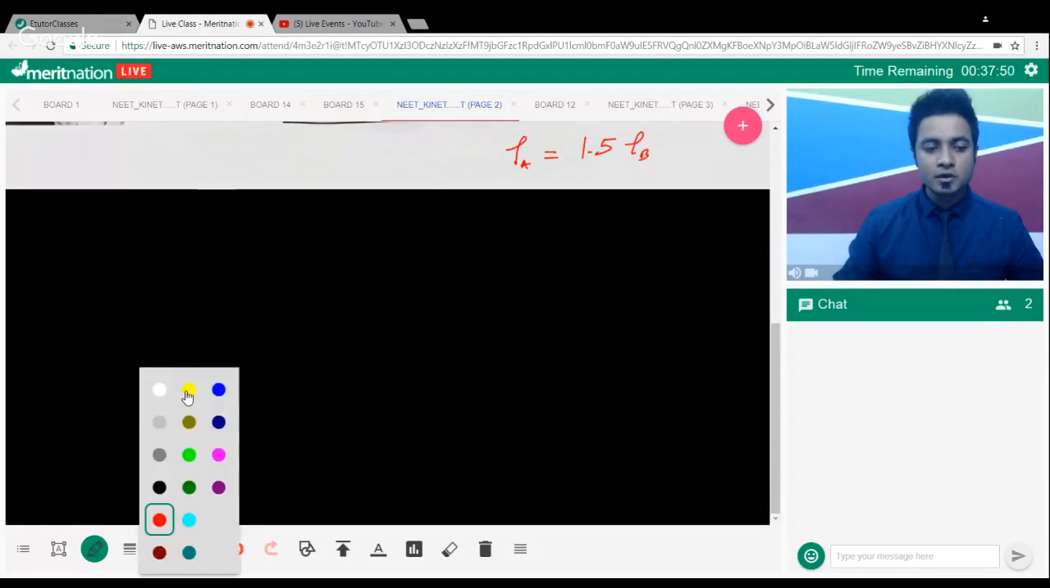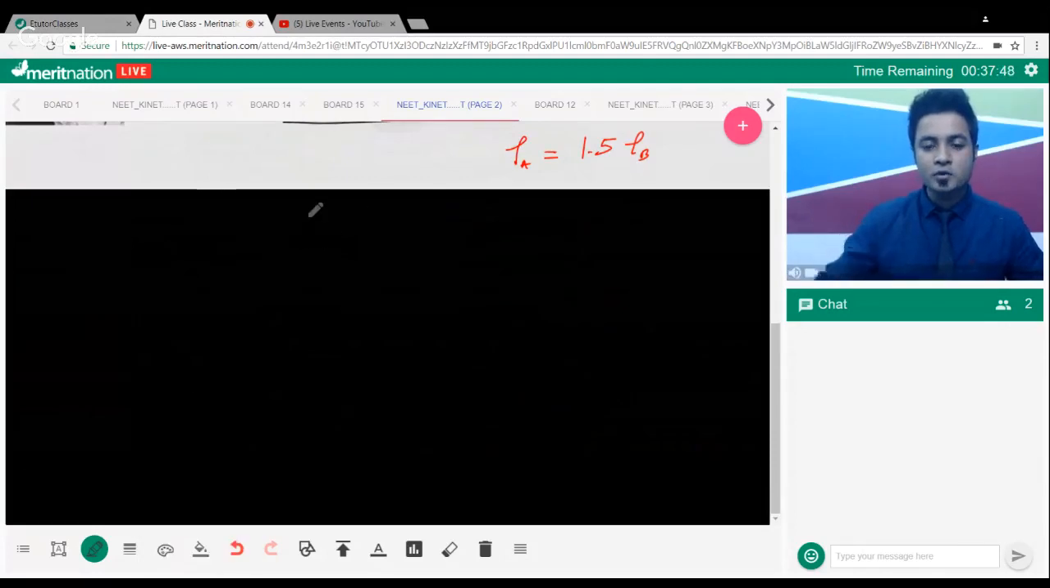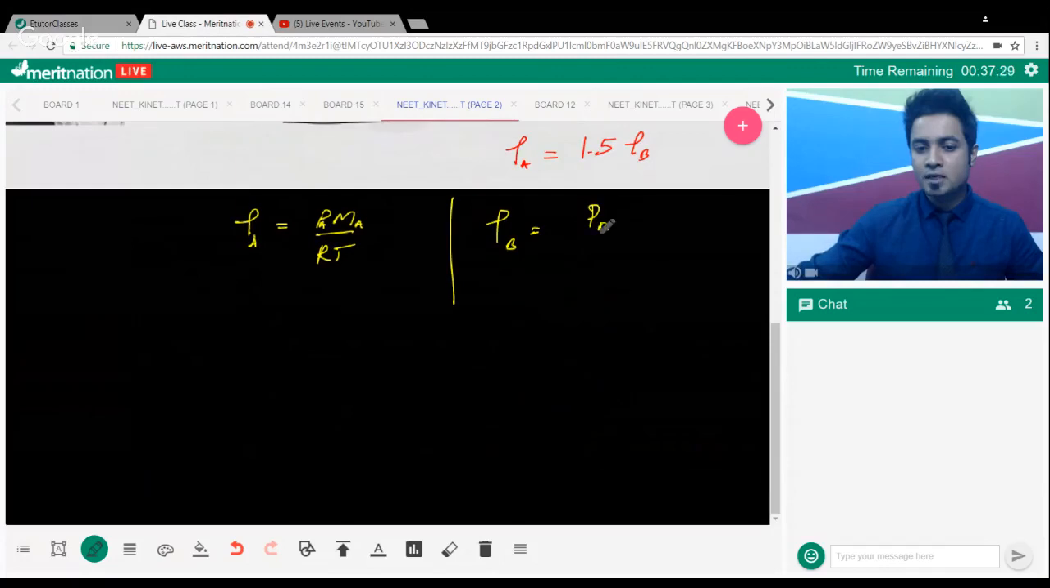So here, the density rho is equal to PM upon RT. This is for A, so I can write A here and A here as well, and similarly I can do it for B. So this is P of B, molecular weight of B, and you know that the temperature is the same in both the cases. So R, the gas constant, is automatically constant.